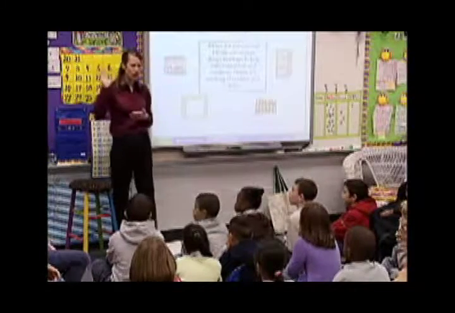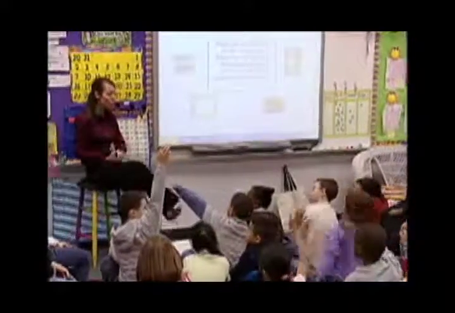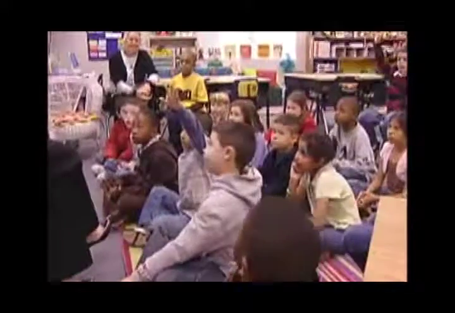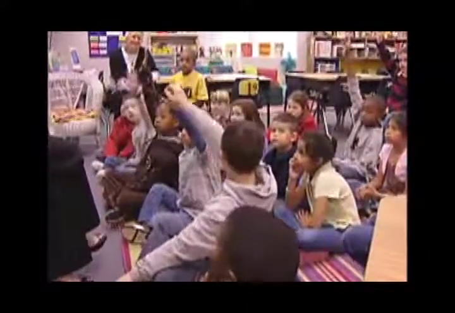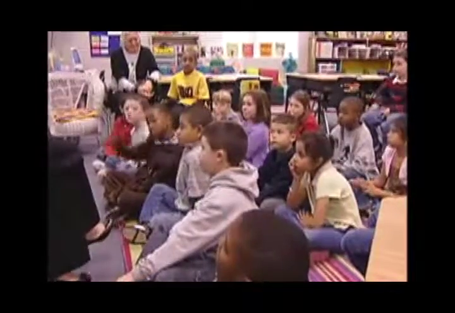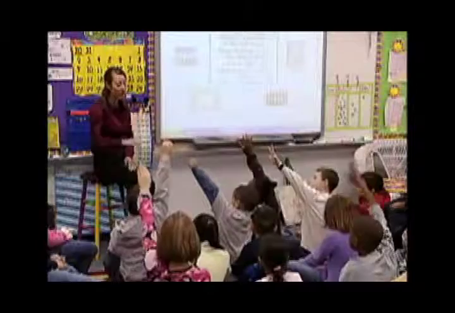What were some places that we talked about that we might see arrays in real life? Madeline, where might we see arrays? I can see them at the symphony. That's right. We might see arrays at the symphony. How would we see an array at the symphony? Like the seats are in rows, and then they're going down. That's right, and they're going down in columns. Excellent.